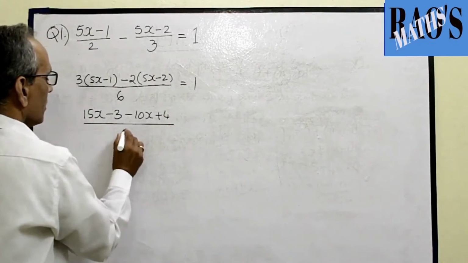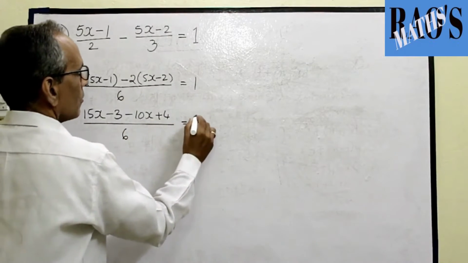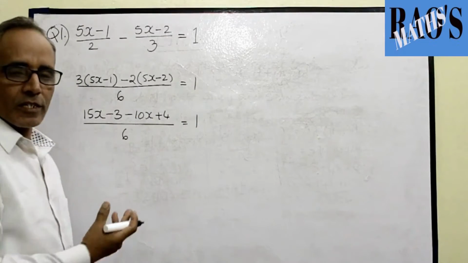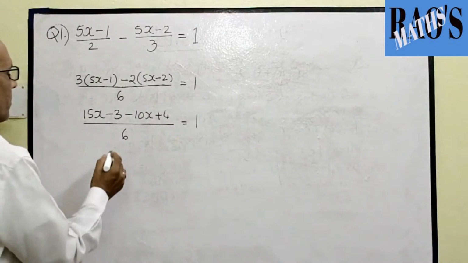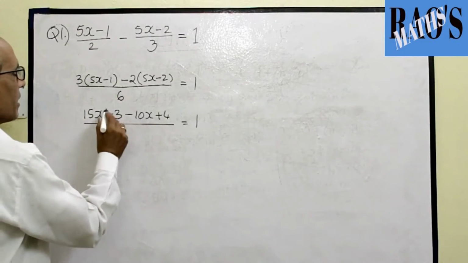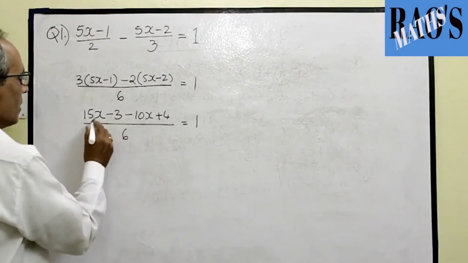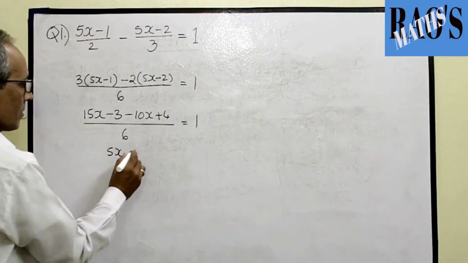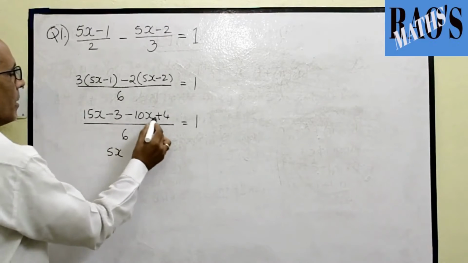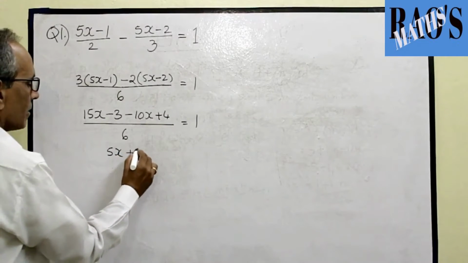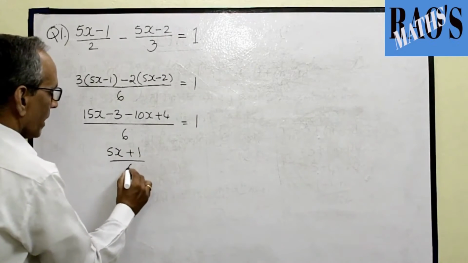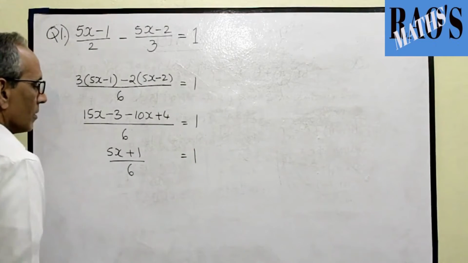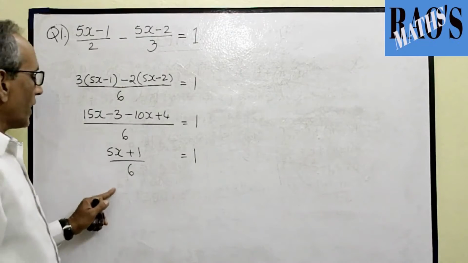By 6 is equal to 1. So we have two pairs of like terms in the numerator. Let me simplify them. 15x minus 10x gives 5x, and minus 3 plus 4 is plus 1. By 6 is equal to 1. So the result of this fraction is 1.